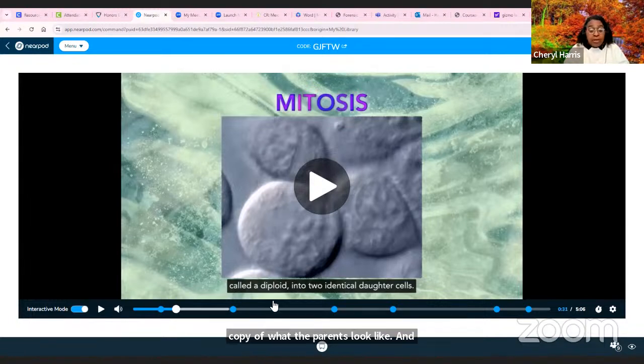The other word down here is diploid. Diploid means they have two. Create two identical daughter cells. So again, we have the parent cell and we have daughter cells. There's no son cells, they just call them daughter cells. So again, vocabulary, make sure that you are able to use the vocabulary.